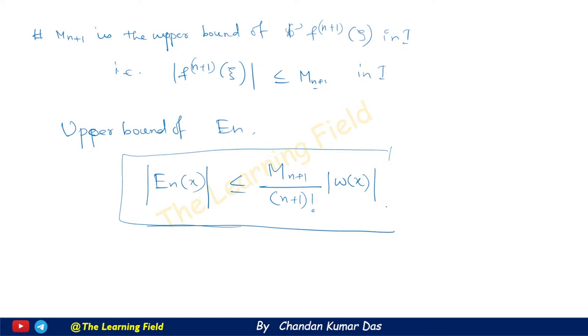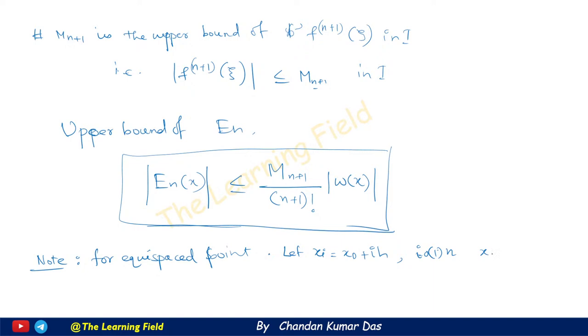Now errors for equispaced points, it is a note also. Equispaced points means the points are equally spaced. Let xi equal to x0 plus ih, for i equal to 0, 1, 2, ..., n, and x equal to x0 plus sh. Then x minus xi is equal to (s minus i) into h. Therefore, in this case, the error En(x) equal to what?